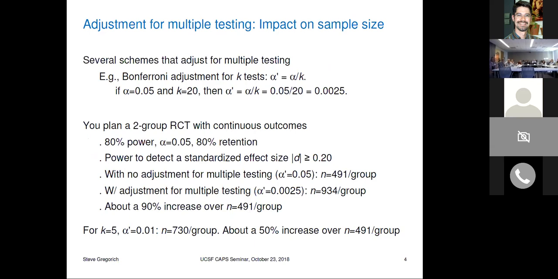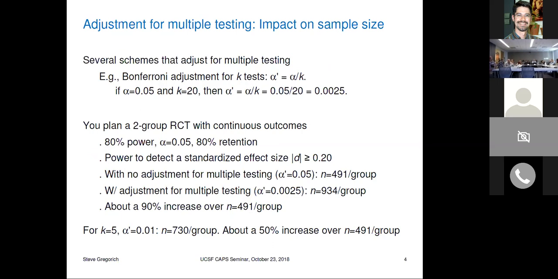So there's lots of schemes. There's a cottage industry out there for different ways to adjust your alpha. If you had 20 tests, you could just do a simple adjustment, divide your alpha by 20, and you get 0.0025. And then obviously there are implications for your sample size calculation. In this example, with no adjustment, it's 491 per group. With adjustment for 20 tests, it ends up being 934 per group, a 90% increase. Or alternatively, if you just had 5 tests, 730 per group, about a 50% increase over 491. So it's a big deal.